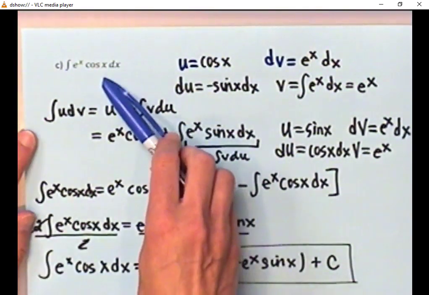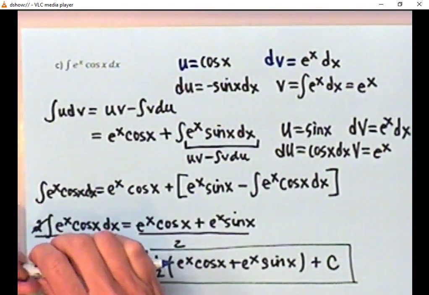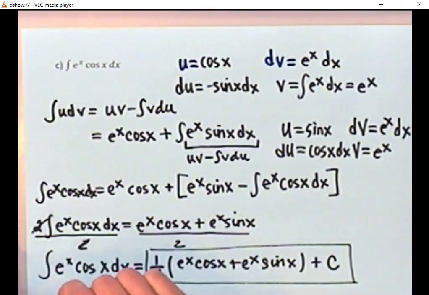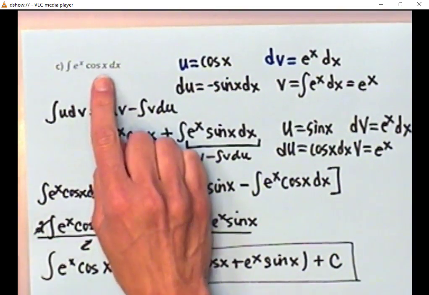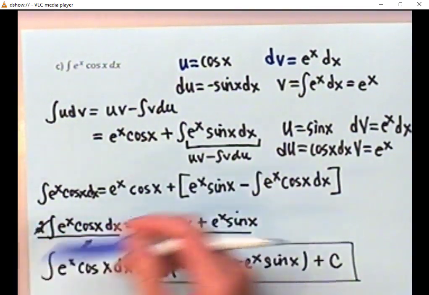Trig functions with an exponential, they call those transcendental functions, those types that aren't polynomial. So anytime you have a transcendental times a transcendental, that tends to be the technique we use.